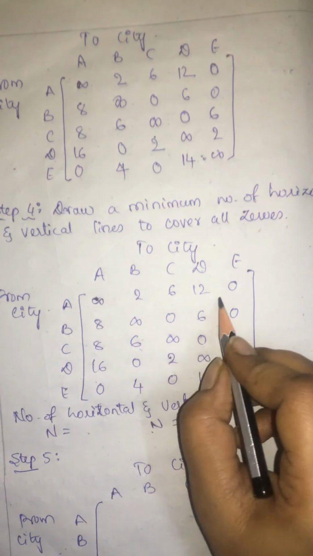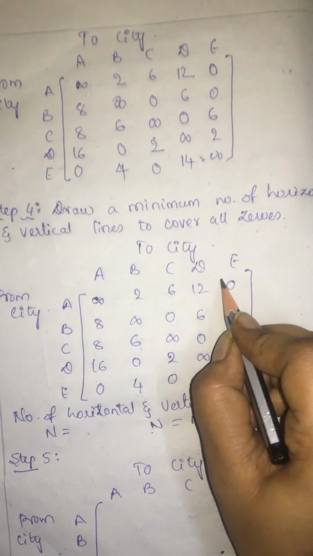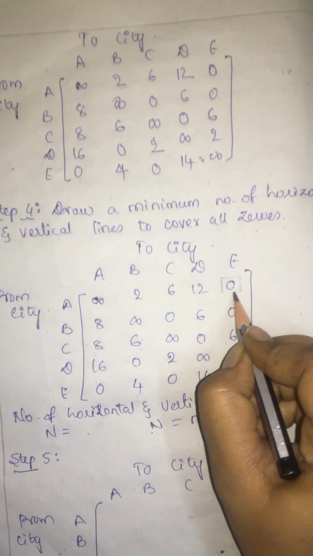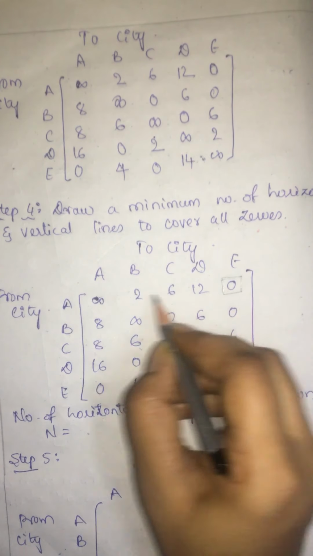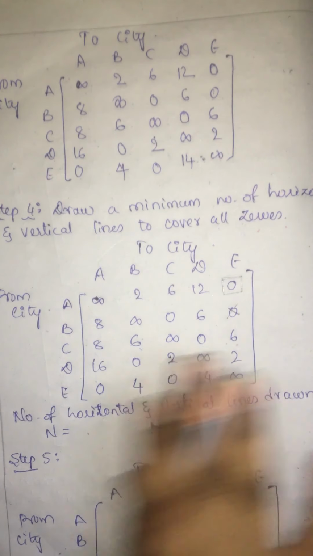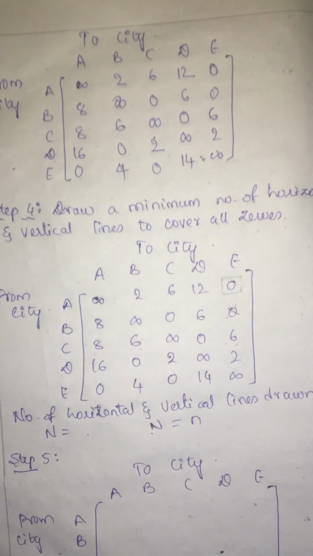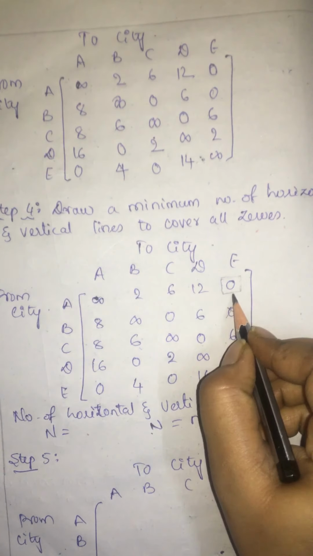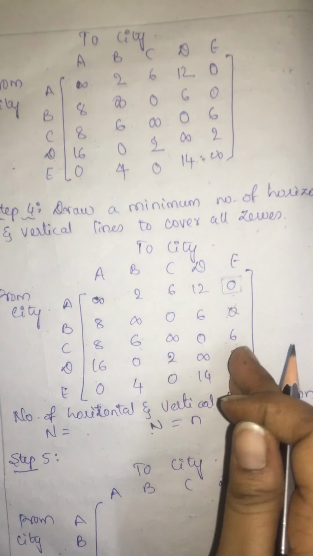So I'll take the first row. So how many zeros are present in this? Only a single zero is there. So in the first row only a single zero is there. So allocate this 0. Whichever zeros are in the rows and the columns, mark them as an X. That is, you are not going to consider this 0 again. Since I have taken the first row, the line you have to draw here is the vertical line.